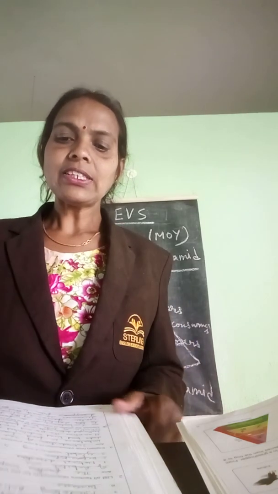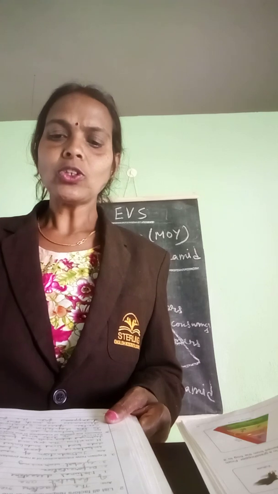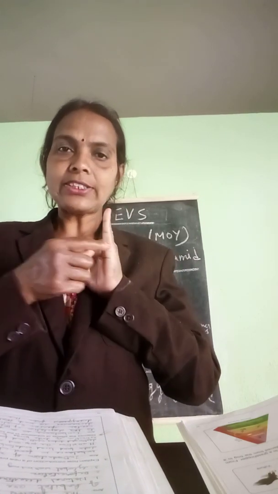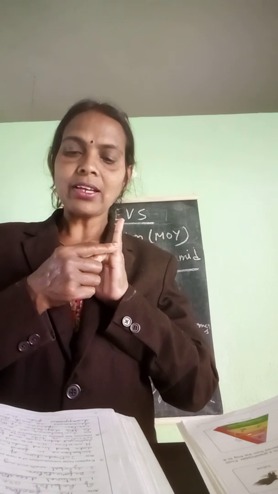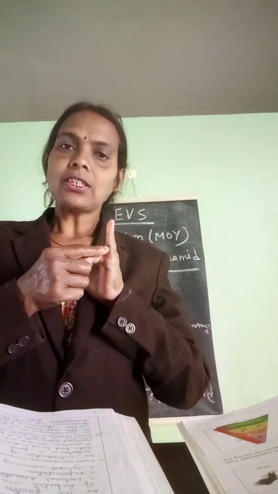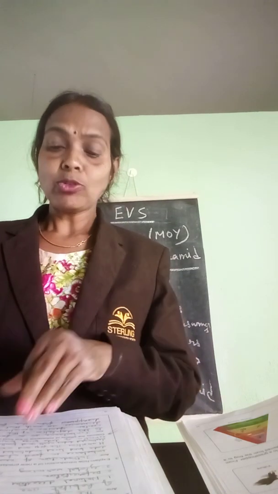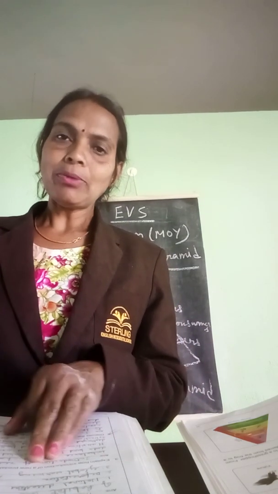List all the factors responsible for the loss of habitat. The factors responsible for the loss of habitat are natural disasters like earthquake, fire, deforestation, that is cutting of trees, global warming and pollution.